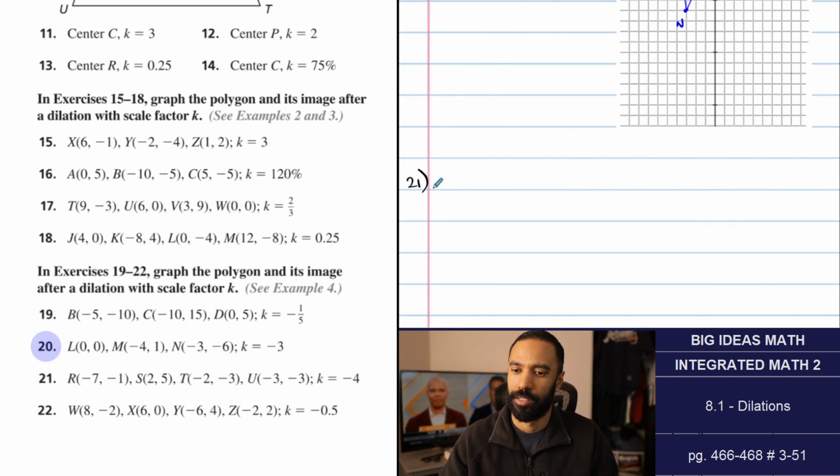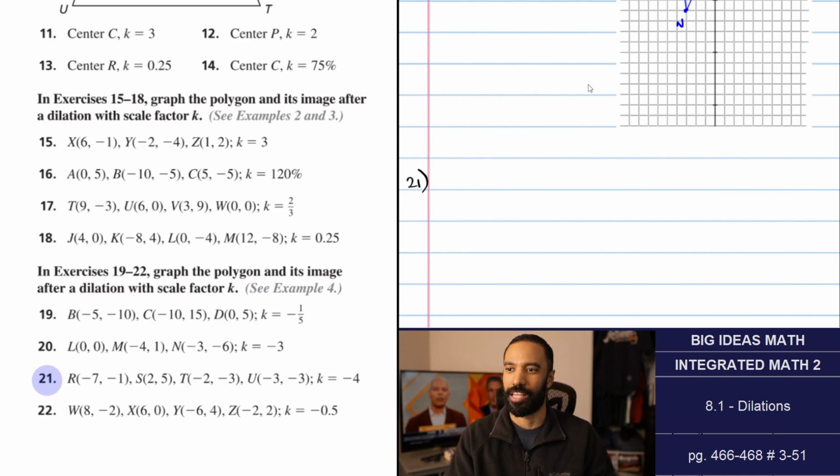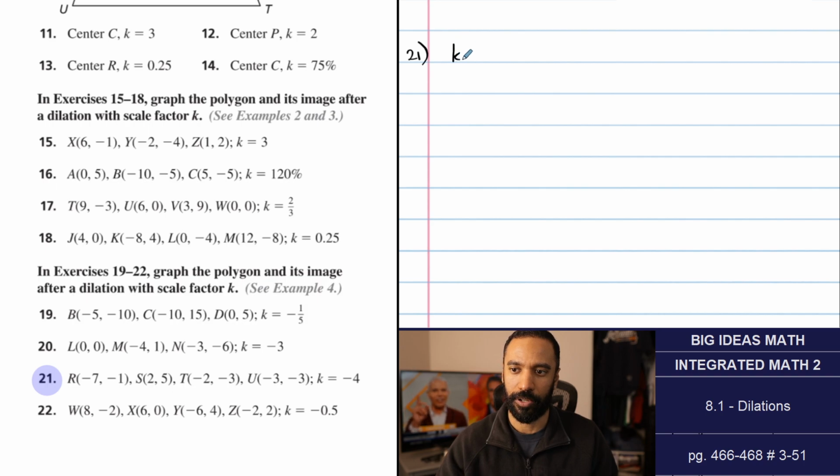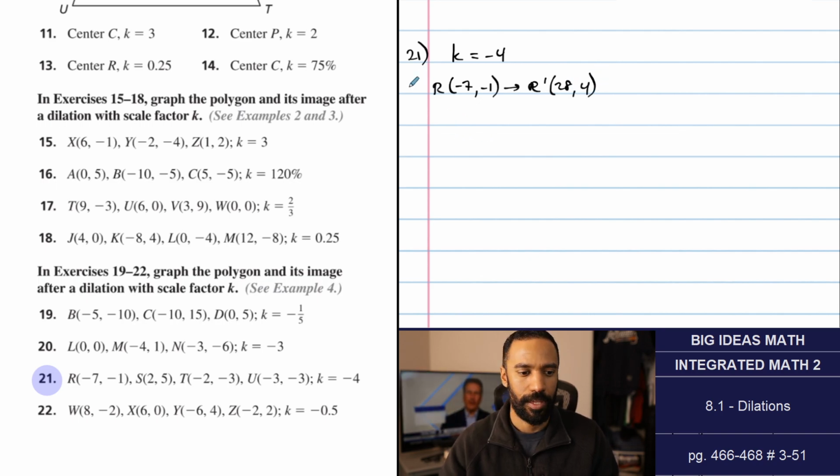Number 21. Quadrilateral. K is -4, and you can see this -7 that's going to be multiplied by -4. So this one, clearly, we're going to have to just change scales. We'll go based on the old kind of graph. So R is at -7, -1, and R prime, therefore, will be at 28, 4, both positive. S is at 2, 5, and S prime, also multiplying by -4, is -8, -20.